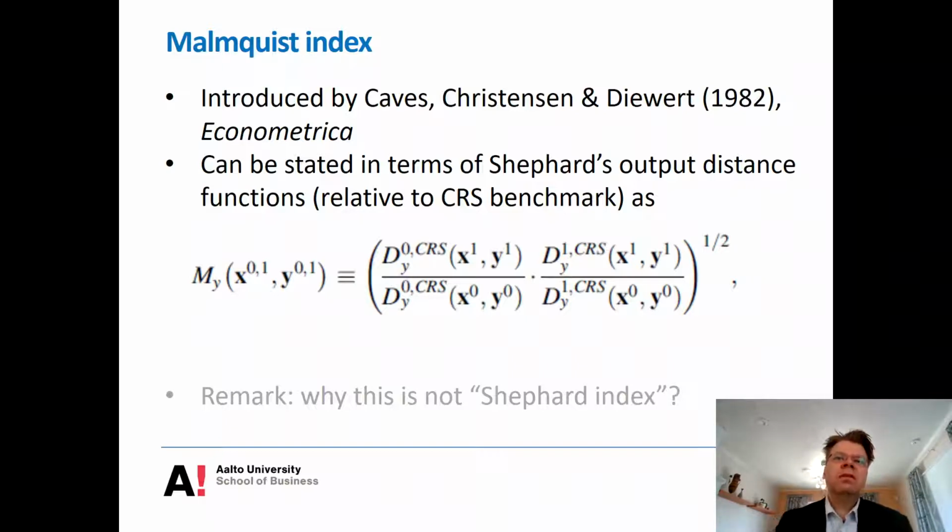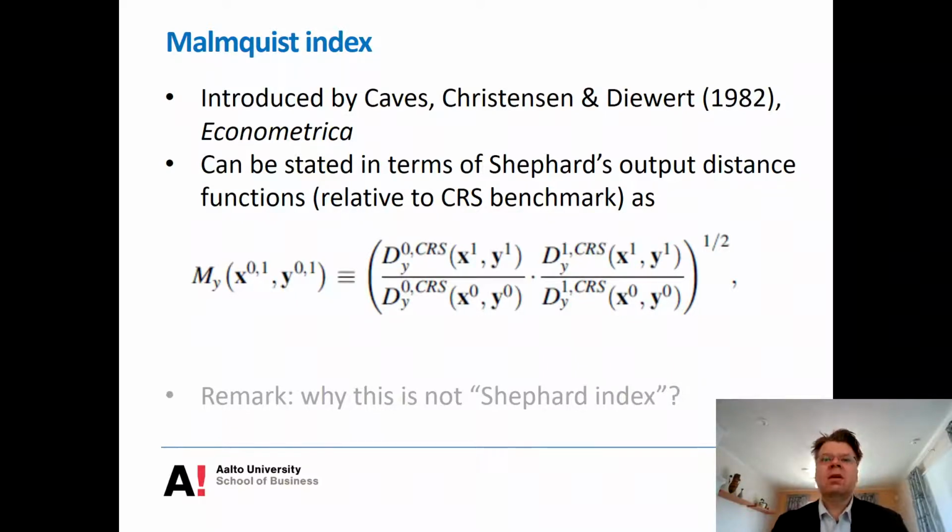Notice that in these two ratios, we always have the input quantities x and output quantities y measured in the target period 1 in the numerator, and the base period 0 always appears in the denominator. So what changes in these two ratios is only that we use the technology of the base period or the technology of the target period.